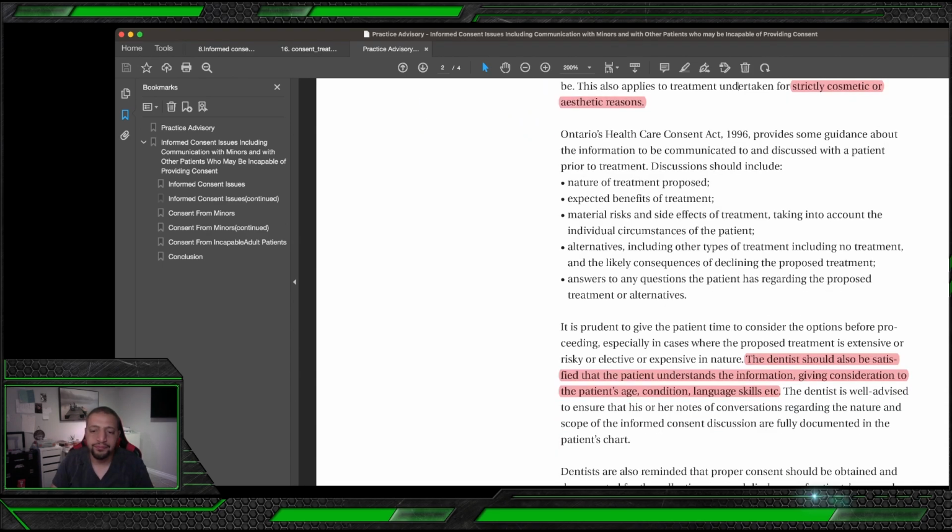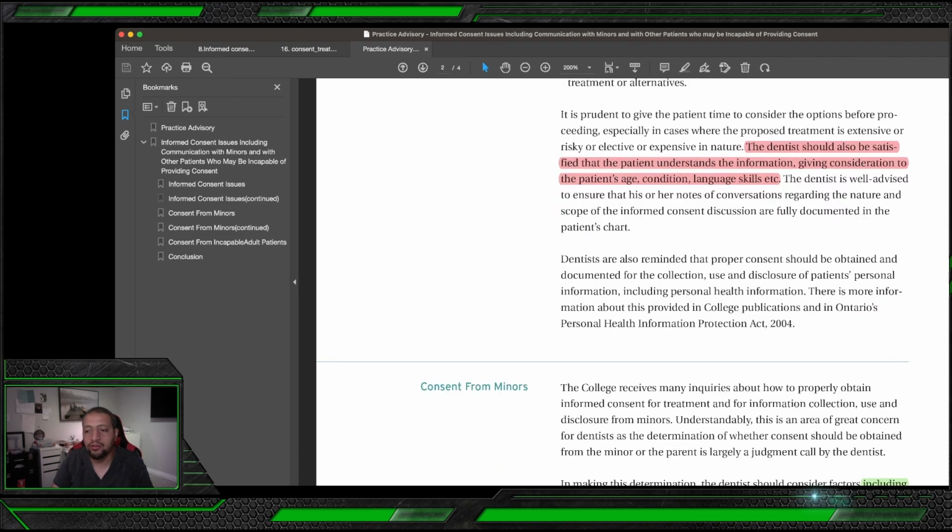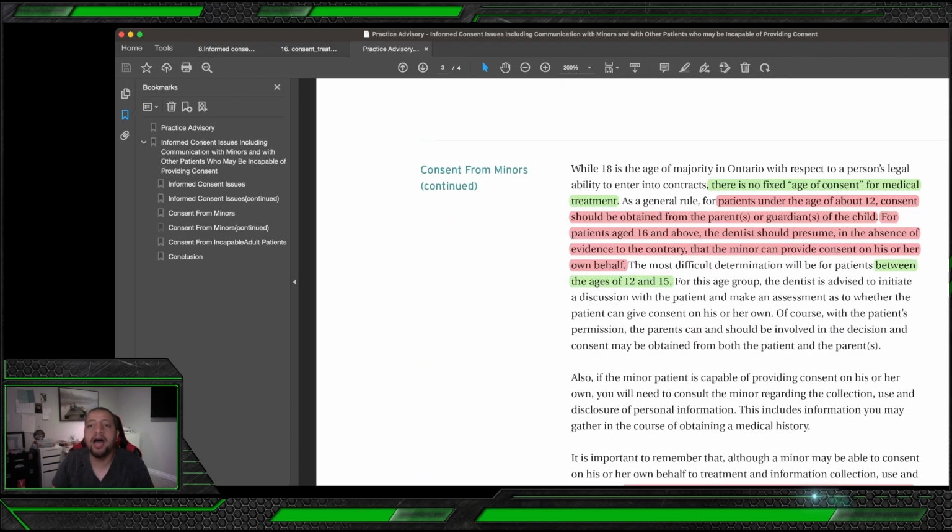Okay? The patient understood the information given. The patient is good with that. So again, there is no fixed age of consent for medical treatment. And the tricky part, as we said before, is that 18 and above is good.